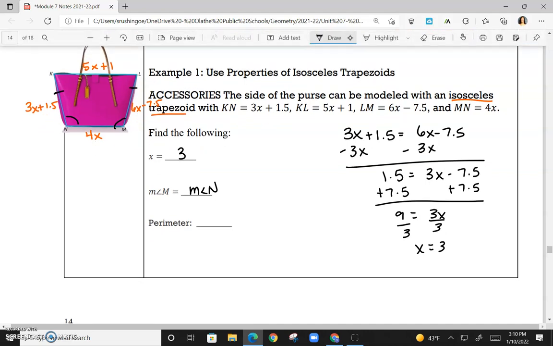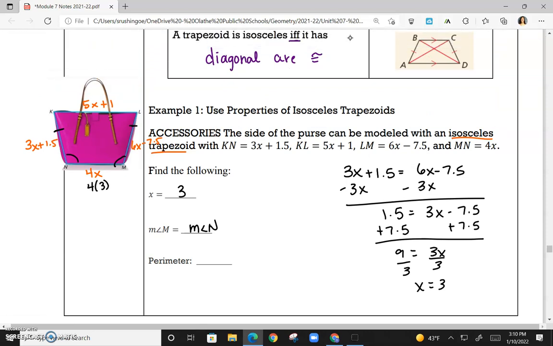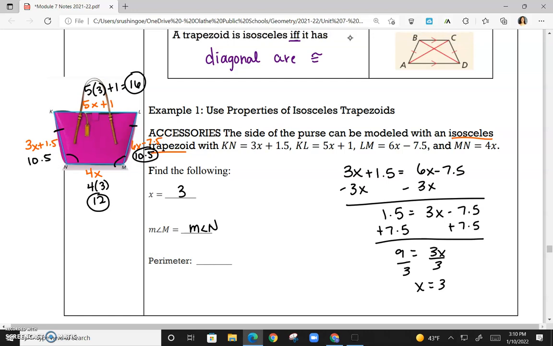And then for the perimeter, we can plug the 3 back in to find all of our sides and add them up. So 4 times 3, that would mean 12 here. 5 times 3 is 15 plus 1 is 16 up there. 3 times 3 is 9, plus 1.5 is 10.5, and this is the same as that side, 10.5. So 10.5 plus 10.5 plus 12 plus 16 totals a perimeter of 49.